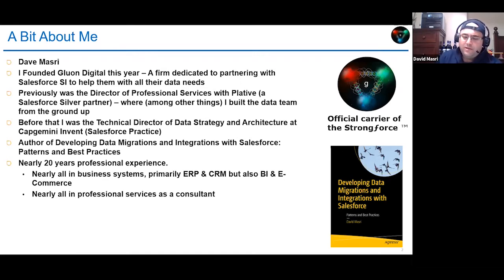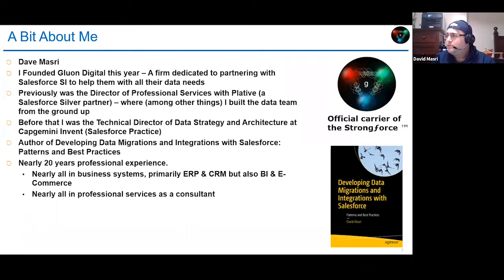Before I founded Gluon, I was director of professional services at Plative. I worked a little bit at Silverline, so you guys have heard them. And I ran the data team within Capgemini Invent Salesforce practice. So I ran the data strategy and architecture team there. My team headed up all of our data migrations and integrations for Capgemini Invent within the Salesforce practice.